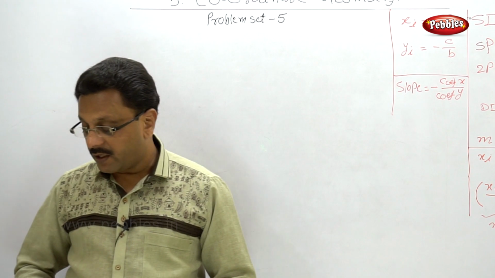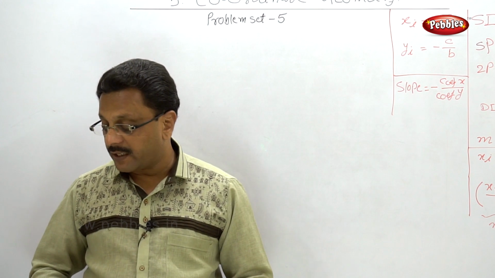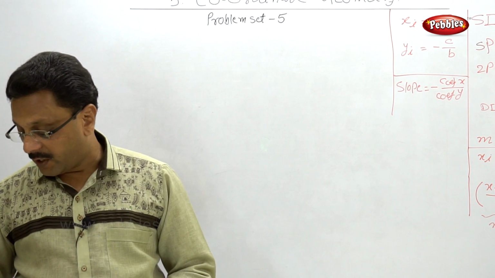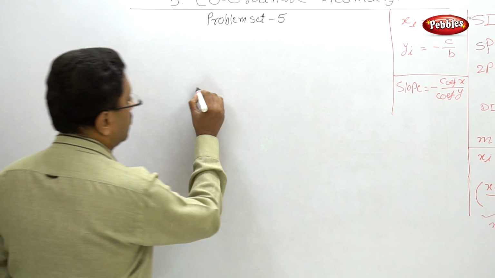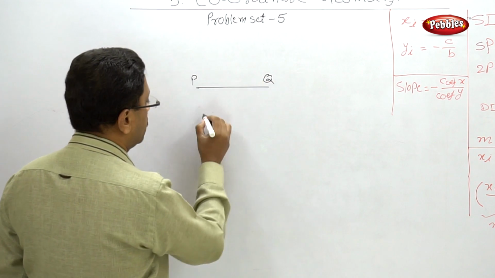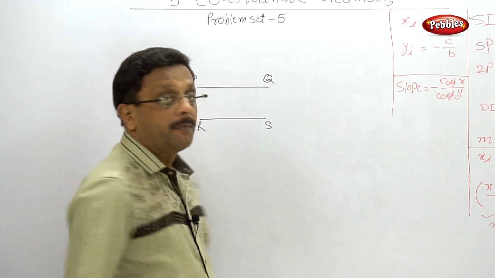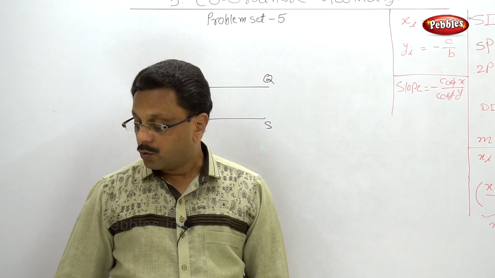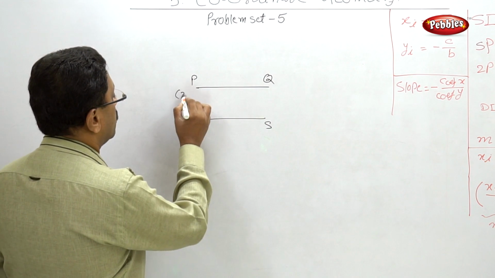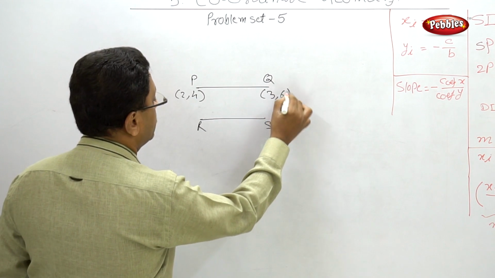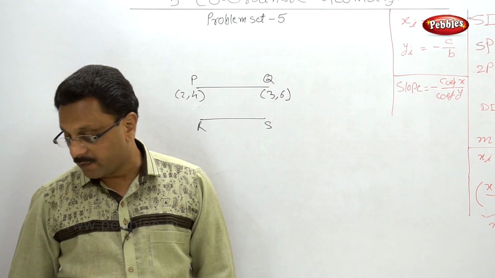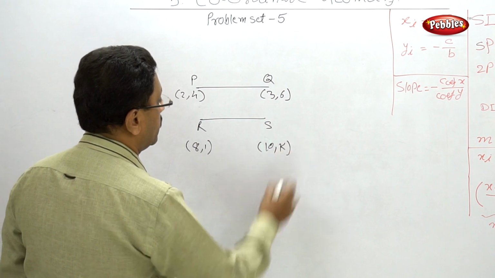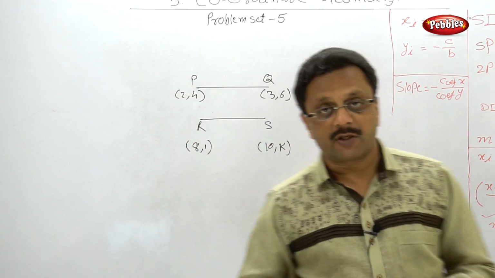Find the value of k if the line PQ will be parallel to line RS. Okay, now let us see that. Find the value of k if the lines PQ and RS are parallel. Draw the figure. They are given the coordinates of P, Q, R and S: 2, 4, 3, 6 for PQ, and 8, 1 and 10, k for RS. Now if these 2 lines are parallel, their slopes must be equal.